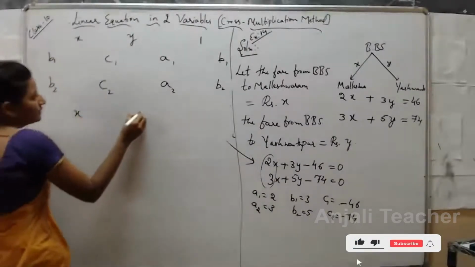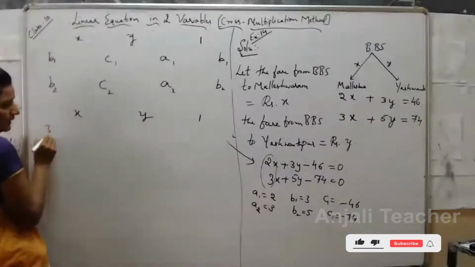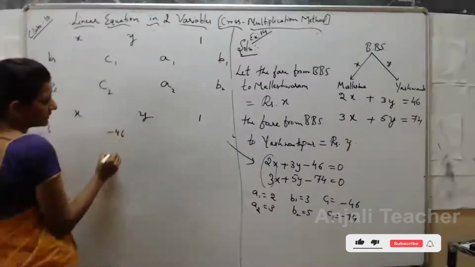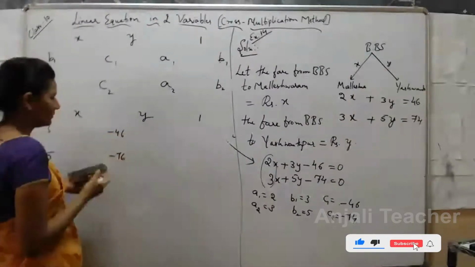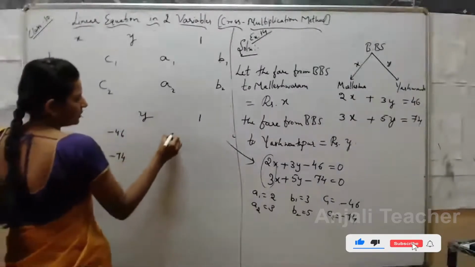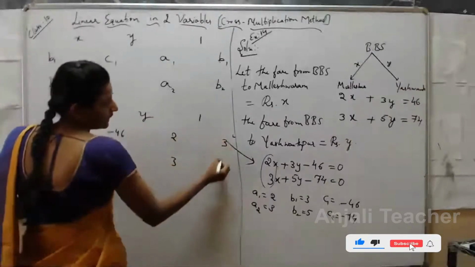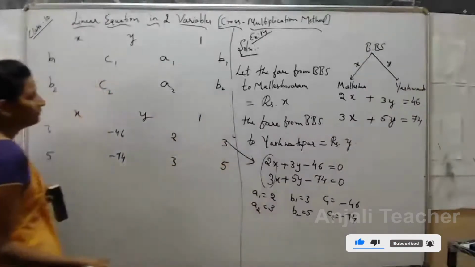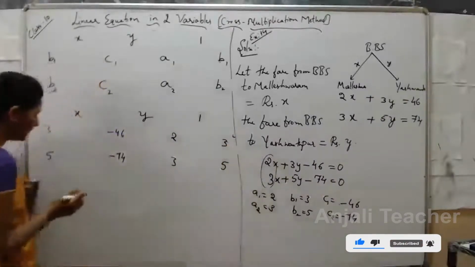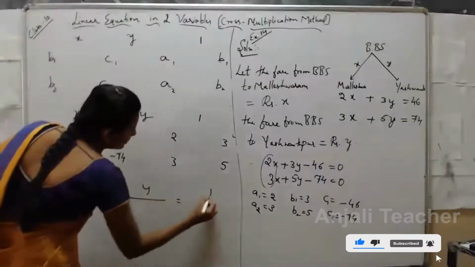Okay. X, Y, and 1. What is B1 here? 3. B2 is 5. C1 is minus 46. C2 is 74. A1 is 2 and 3. Last, B1 is 3 and 5. Okay. Next, what we have to do? We have to write x by, is equal to y by, is equal to 1 by.